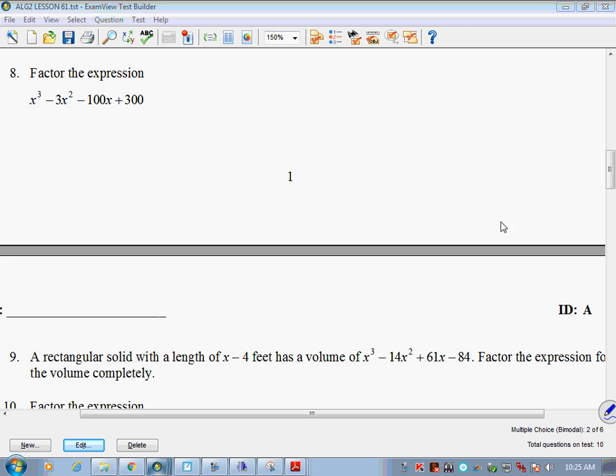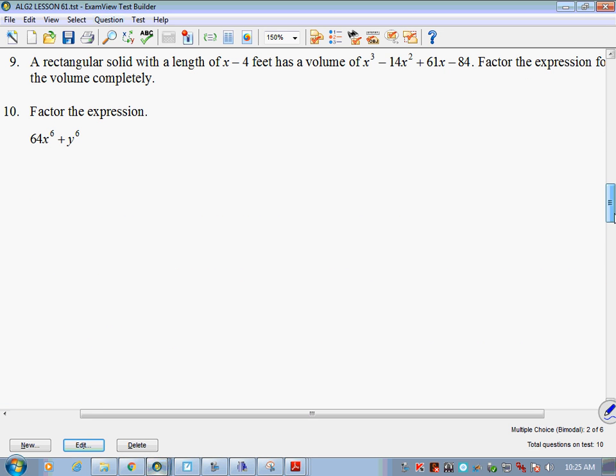All right, last 2. A rectangular solid, which means it's 3-dimensional if it's a solid, right? Has a length of x minus 4 and has a volume of x cubed minus 14x squared plus 61x minus 84. We want to factor the expression for the volume completely. So they are telling me that x minus 4 will go into it. We need to find out what we get after it's factored. So the first thing I would do is use synthetic division.